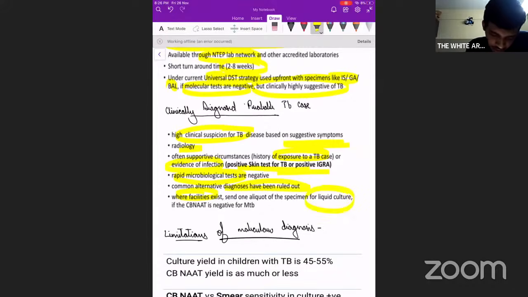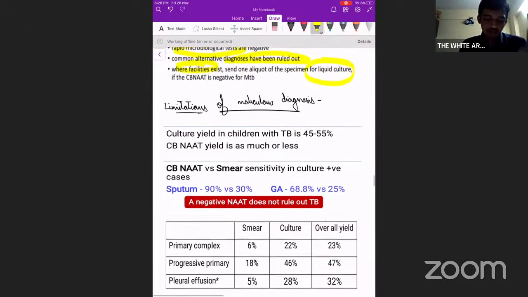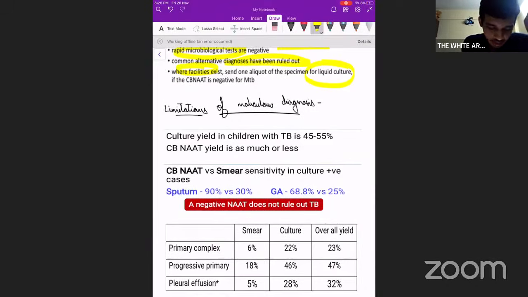Fine. Now, lastly, as we have discussed everything about the tests that are available, molecular tests that are available, let's look into the limitations of these tests. One of the major limitations is the yield which we get is poor. So culture yield in children with tuberculosis is just 45 to 55%, and CBNAAT yield is similar to this or even less. So only around 40 to 50% of the children we can expect a CBNAAT positive, correct? So only then we'll be able to confirmatively name the disease as tuberculosis. We'll be able to do it only 40 to 50% of the times. That is one of the limitations, okay?